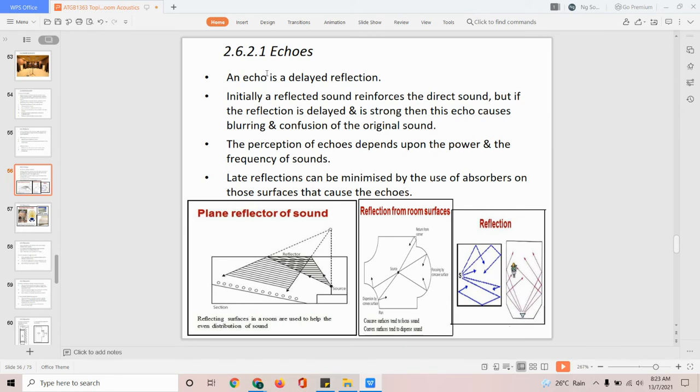A bad room acoustic will have a very delayed sound effect, which we do not want. Therefore, you need to learn how to reduce all these reflections of sound inside a building. This section of Topic 2 is more concerned with room acoustics.